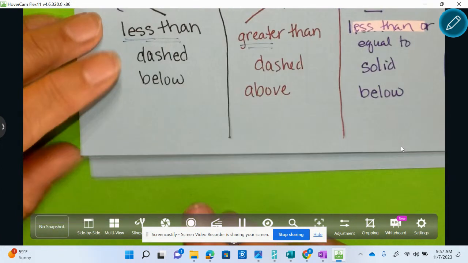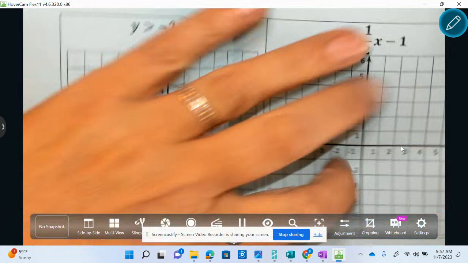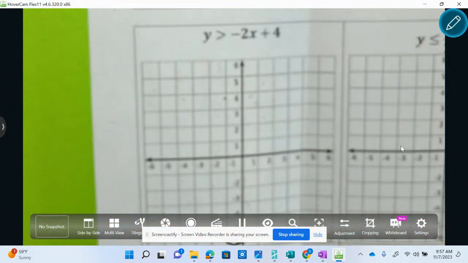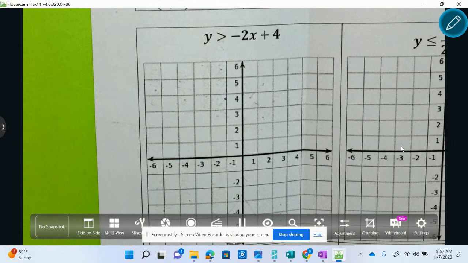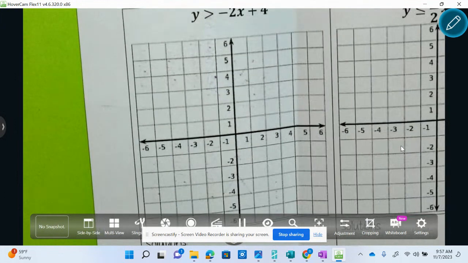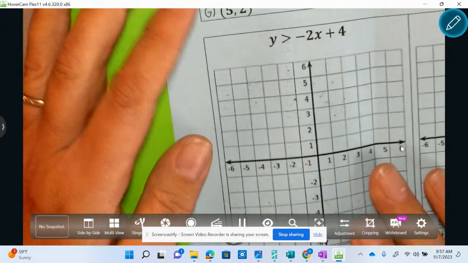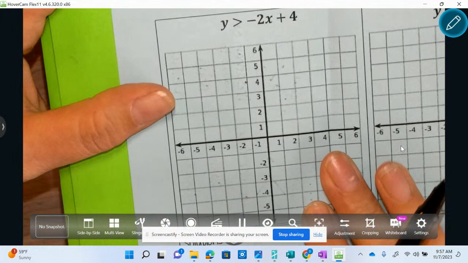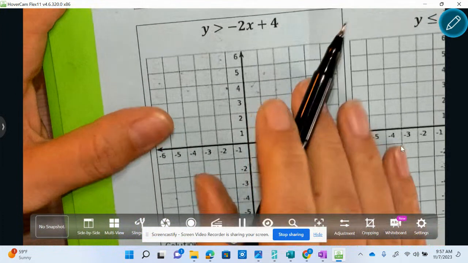Okay, so I'm going to flip this open. I think I did mine upside down, but maybe not. I'm going to do this just like we did for our notes. I'm going to identify the slope. I'm going to identify the y-intercept. And then I'm going to use S or D for solid or dashed, and then A or B for above or below.